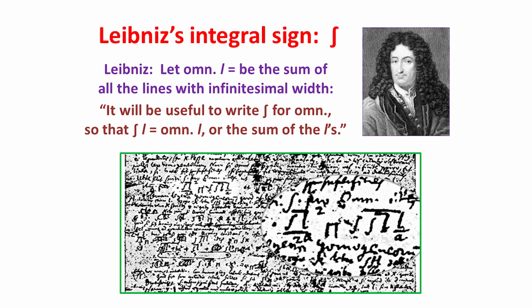As he said, using the Latin word omnia, meaning all, let omnia L be the sum of all these lines. He then said, it will be useful to write the sign shown here, called an integral sign, for omnia, so that the integral of L equals omnia L, the sum of all the L's. This symbol, representing an extended capital S, was an abbreviation for summa, meaning sum, and here, on his manuscript, is its very first appearance in the year 1675.